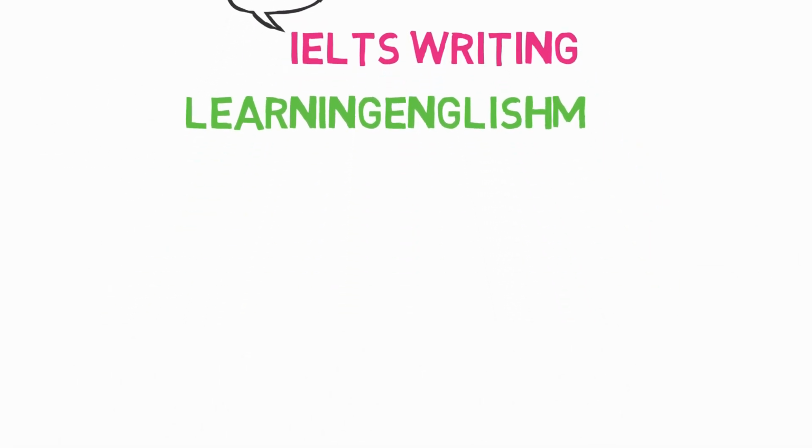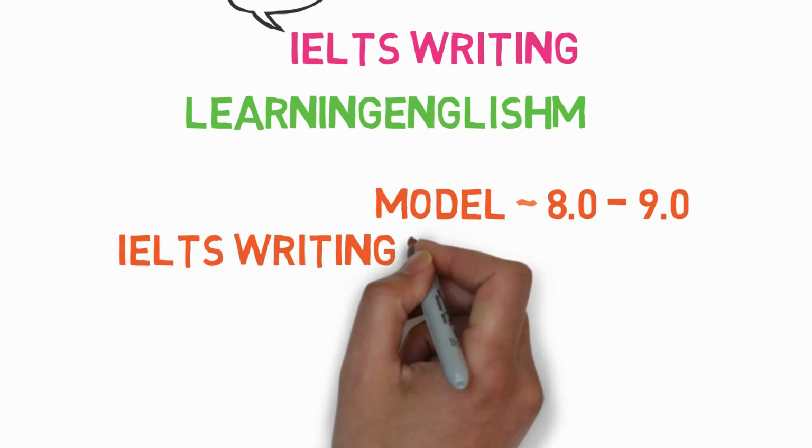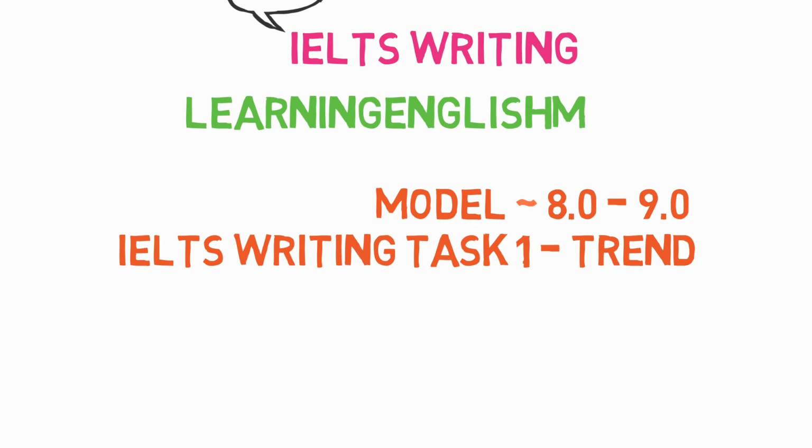And today we're going to learn how to write the IELTS Writing Task 1 Trend by looking at a model which I think can get about 8 to 9 points in the IELTS test.